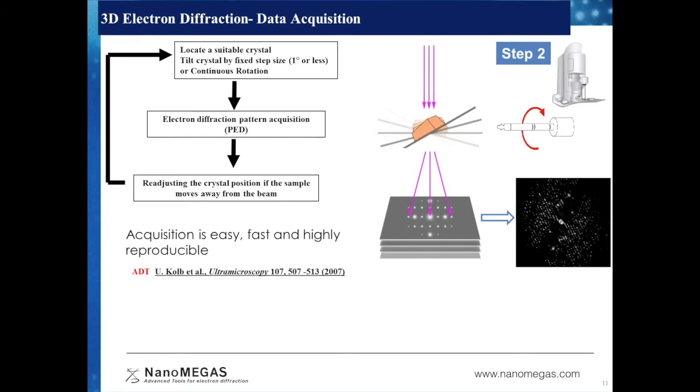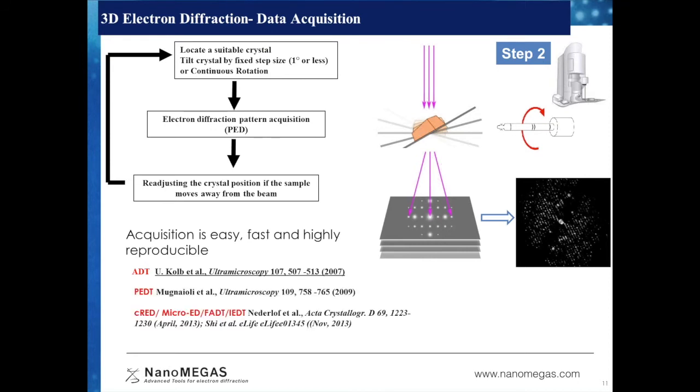The technique of collecting 3D electron diffraction data was first proposed by Ute Kolb in 2007, and it is known as automated diffraction tomography. Since then, there have been many different variants of the same method proposed by different authors for collecting 3D electron diffraction data. One of them is collection by continuous rotation of the crystal. This method of rotating the crystal continuously for data collection was first proposed by Nederlof et al., who is currently working with one of the major TEM manufacturers, and subsequently the same method was proposed by Tamir Gonen and other scientists as well. As all of these methods are variations of the same technique proposed by Ute Kolb et al., we will call all of them 3D electron diffraction throughout my presentation.